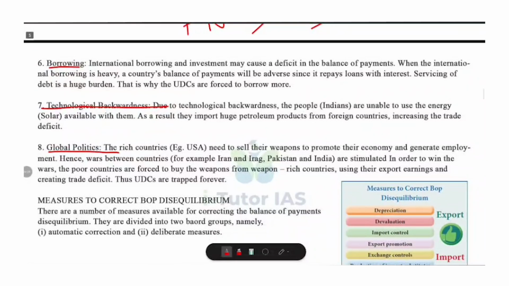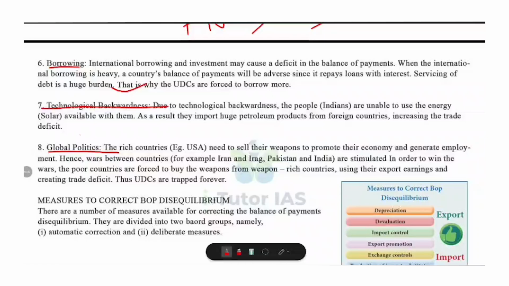Next one, technological backwardness. Countries with outdated technology are unable to utilize their natural resources efficiently. For example, India importing petroleum products despite having solar potential leads to increased imports, and that may lead to trade deficit.